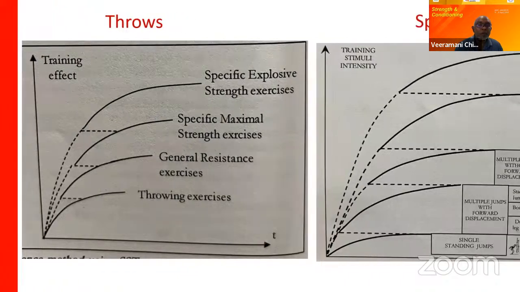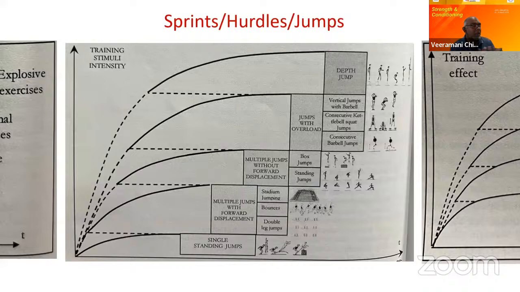What we can look at for sprints, hurdles, and jumps. Again, a lot of single leg standing jumps can be done, in multiple directions, multiple jumps with forward displacement, whether it could be double leg jump, bounce, or even what we used in those days, stadium jumps, or alternatively, incline jumps, hill jumps. Moving on to multiple jumps without forward displacement. This will be more into the vertical aspect, standing jumps, box jumps. So we're jumping onto the box, back down, jumping onto the box, back down. And then, of course, with loads.